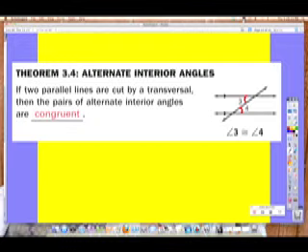Okay, so check, we've got corresponding are congruent, they're in the same spot. Alternate interior, alternate sides on the inside, they're congruent. This one, consecutive interior, not congruent. This big word. Supplementary.